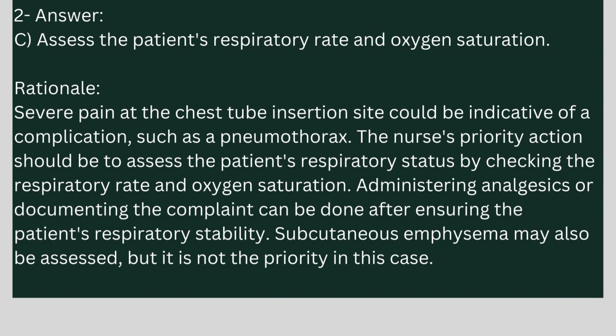Answer 2. C. Assess the patient's respiratory rate and oxygen saturation. Rationale: severe pain at the chest tube insertion site could be indicative of a complication, such as a pneumothorax. The nurse's priority action should be to assess the patient's respiratory status by checking the respiratory rate and oxygen saturation. Administering analgesics or documenting the complaint can be done after ensuring the patient's respiratory stability. Subcutaneous emphysema may also be assessed, but it is not the priority in this case.